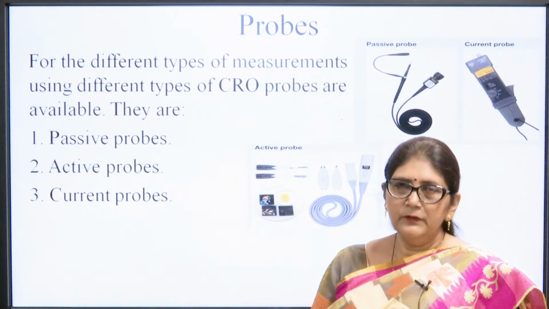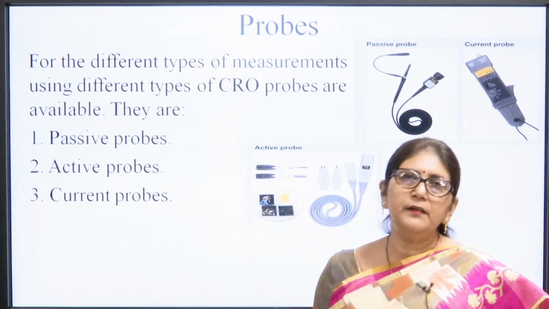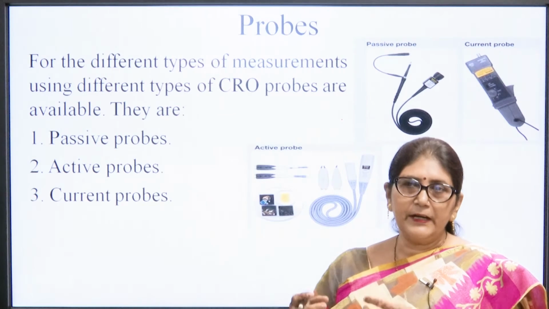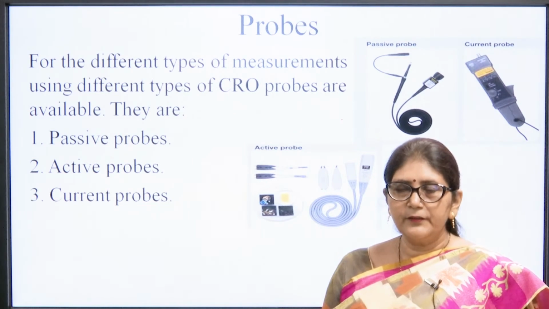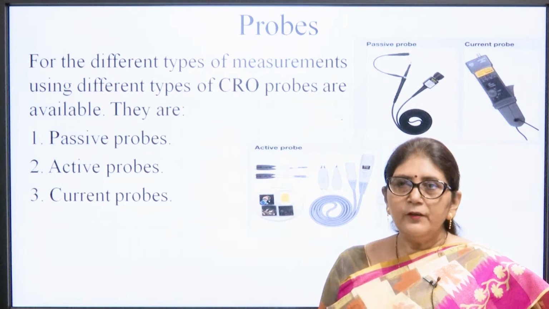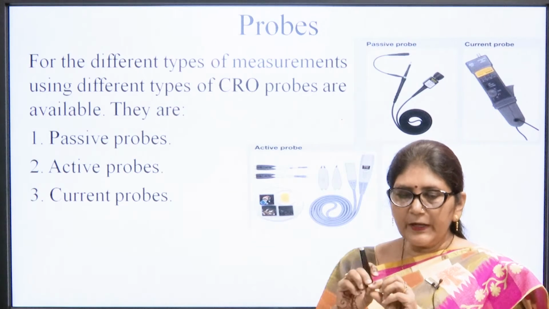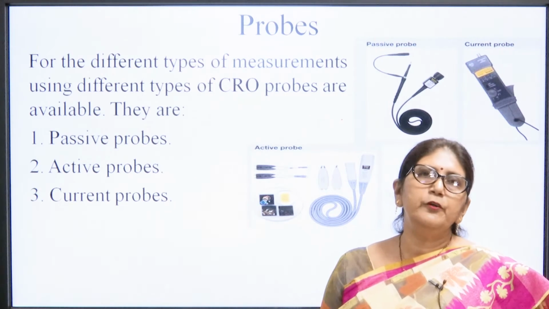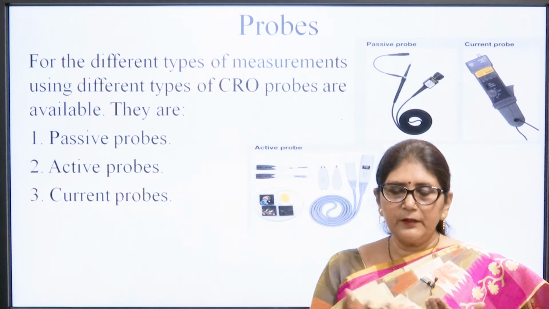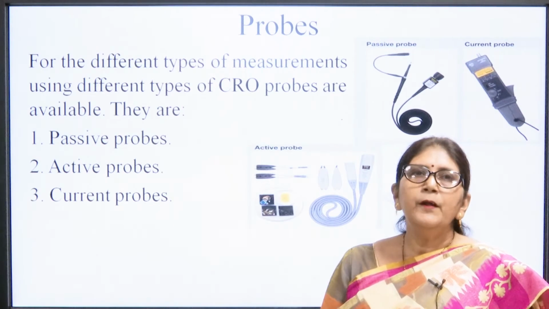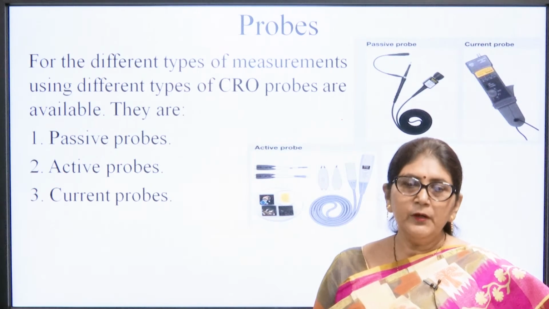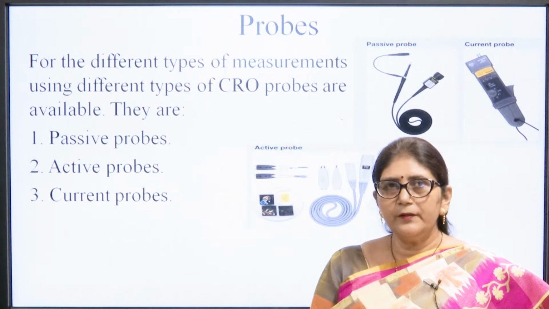Then next is the probe. Probes are basically a device or a combination of a device and wire that is used to interconnect the unknown quantity to the instrument. So, it basically connects the unknown quantity that we want to measure to the instrument at which we want to measure the signal. Probes are of different types. Generally, probes are used in CRO, but there are some probes that we use in multimeters also.